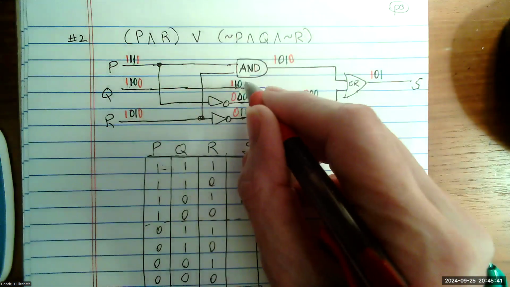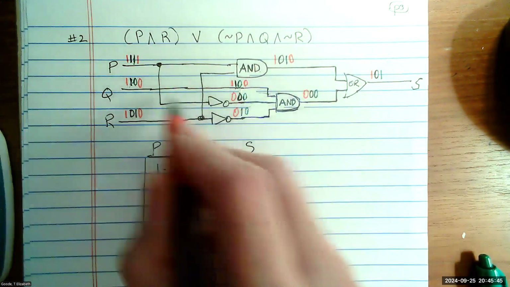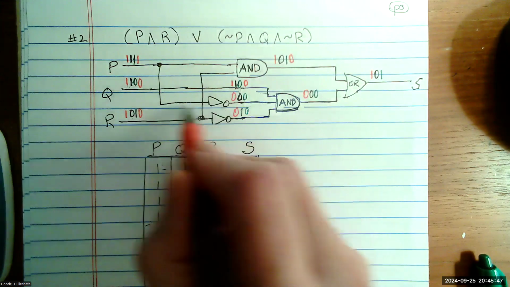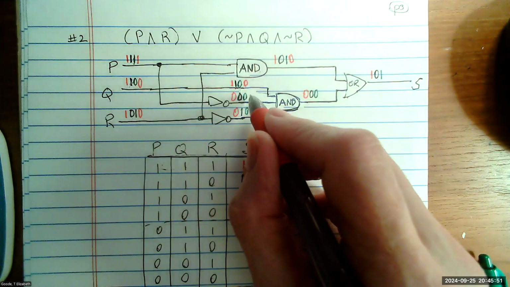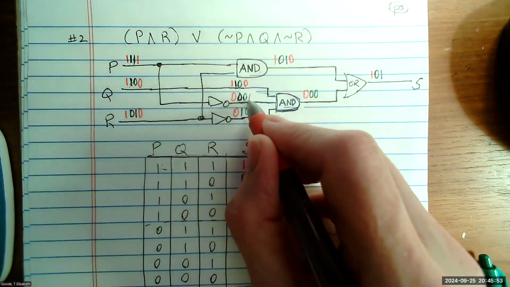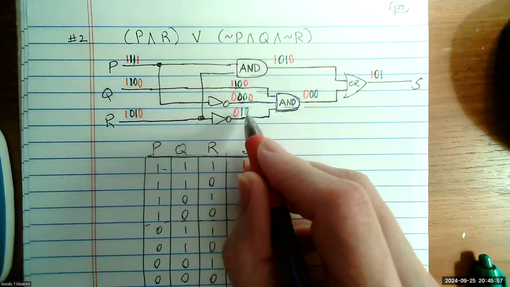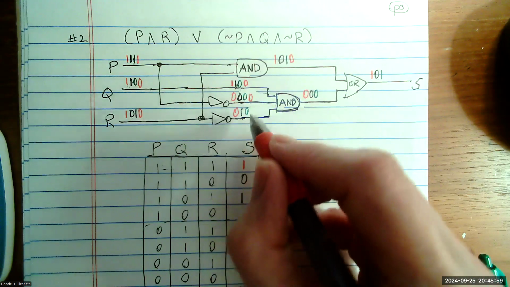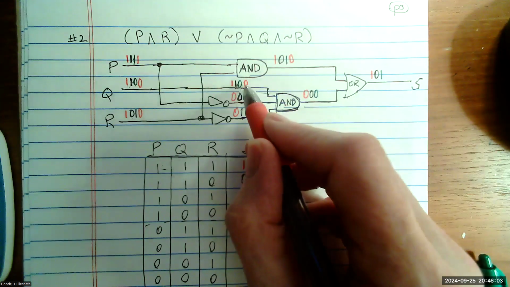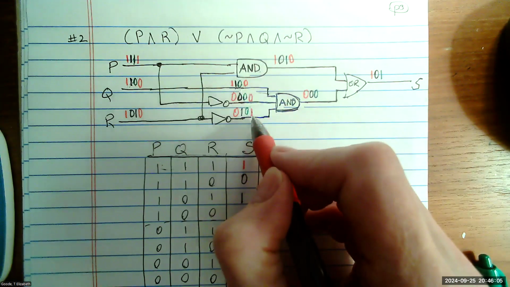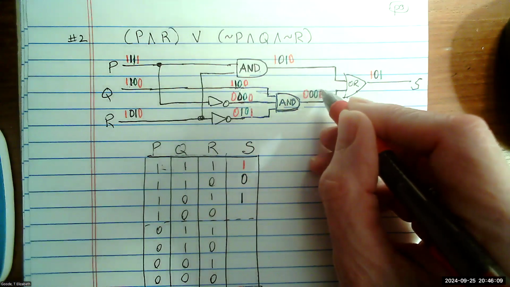Q is 0. I'll write it here so we can see what's coming in here. Okay, so what comes out of this top NOT gate? That's the P getting NOTed. What comes out of there? 0. Yeah, because P was 1, flip the bit, get a 0. What comes out of the bottom NOT gate? 1. Correct. But we're going to AND together 0 and 1. What comes out? 0. Great.